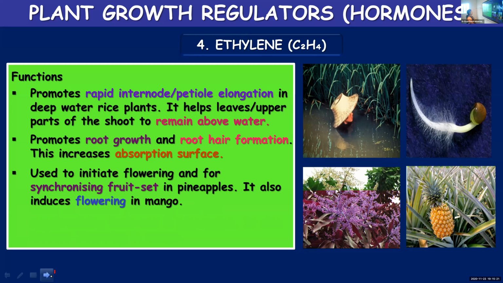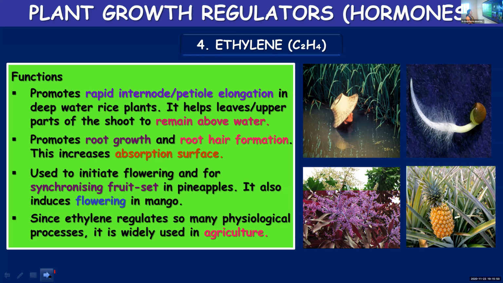It is used to initiate flowering and for synchronizing fruit formation in pineapples. It induces flowering in mango. So it plays an important role in producing flowers and synchronizing the fruit formation in pineapple, so that the fruit formation will take place together. Synchronization in fruit formation, and in mango, this hormone will promote flowering.